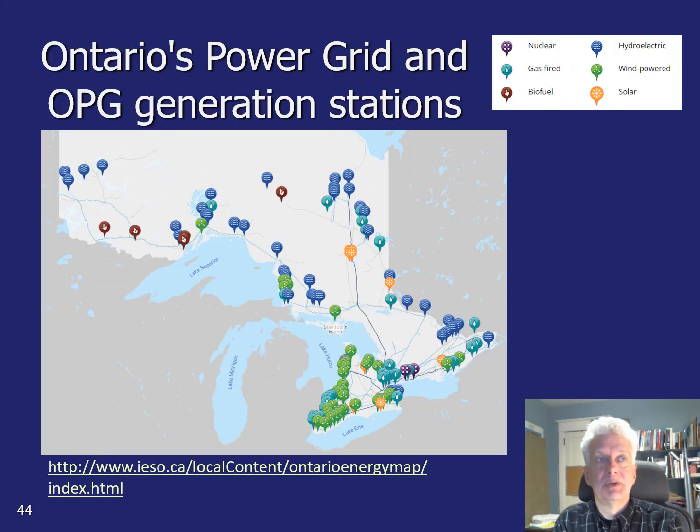Here's a really nice new map that was put out by Ontario Power Generation, OPG, that shows the location of nuclear, gas, biofuel, hydroelectric, wind, and solar plants across the province. And you can see there's quite an interesting mix. Hydros are scattered across many of the more remote links across the north. And down in southern Ontario, there's a lot of the light green circles showing wind power.